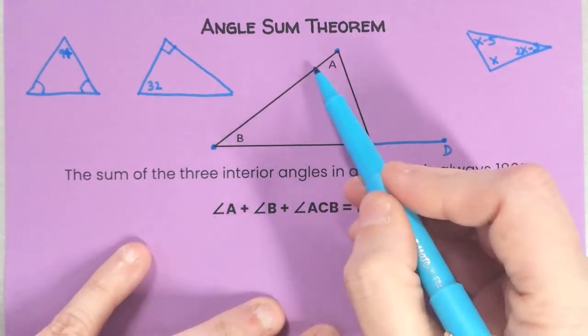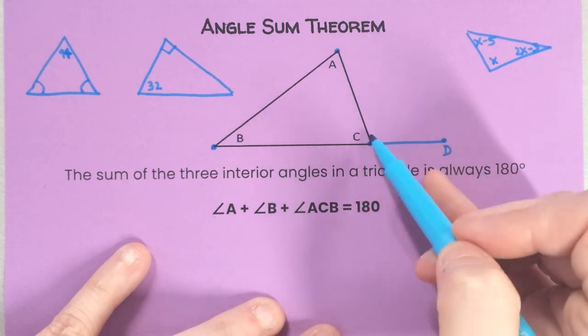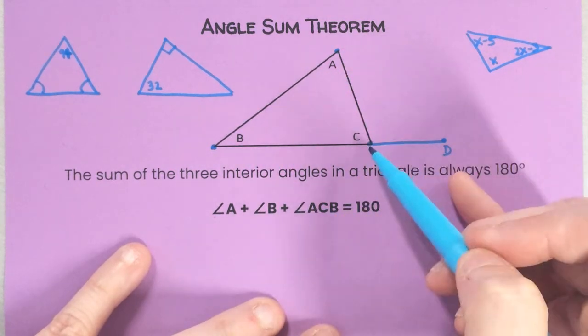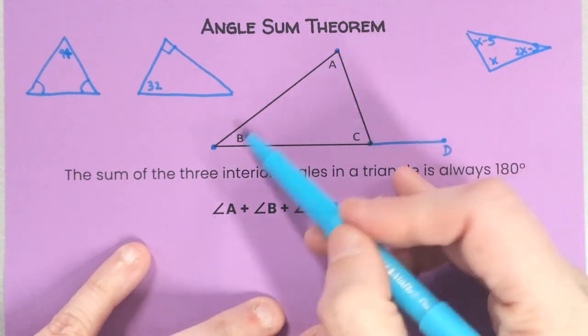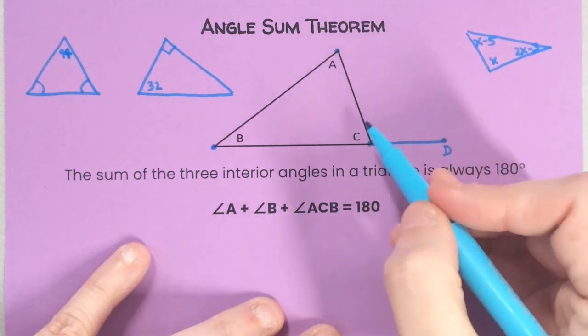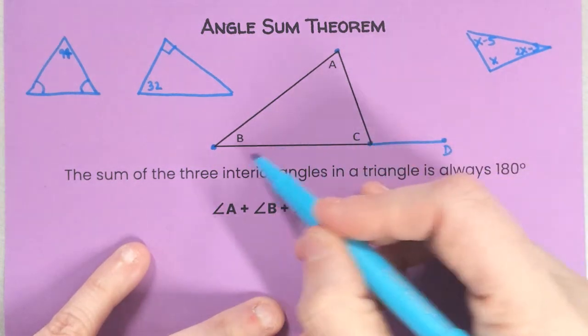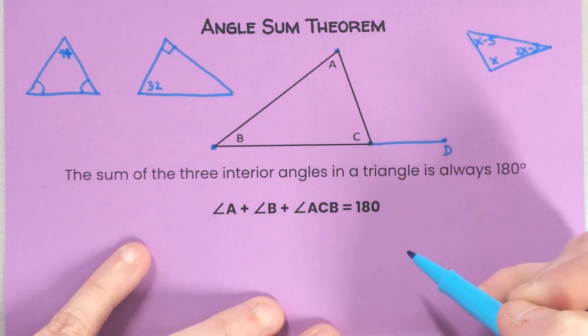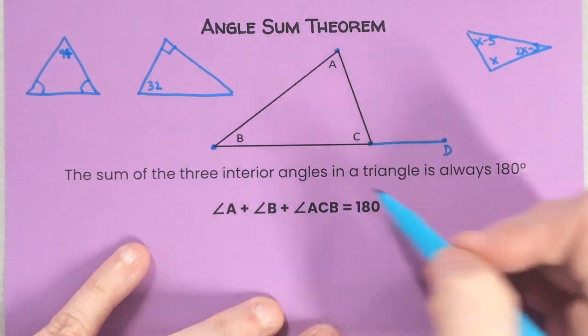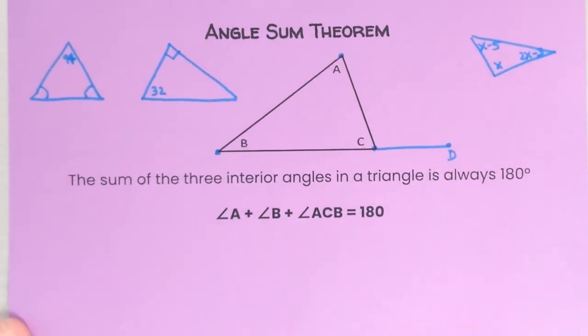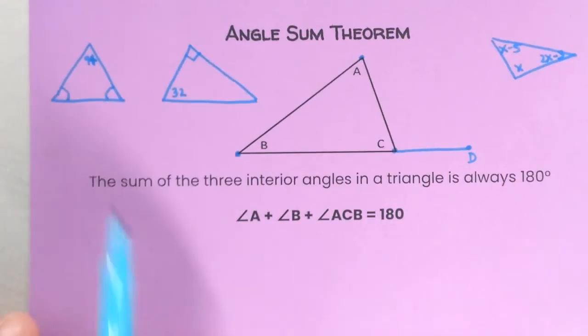So I have angle A, which doesn't need anything else. We could technically call it CAB or BAC. I have angle B, which we could call ABC or CBA. And then I've got angle ACB, specifically the one on the inside. Okay? All three of these angles have to add up to 180. So what am I going to do? So let's talk about this first one.